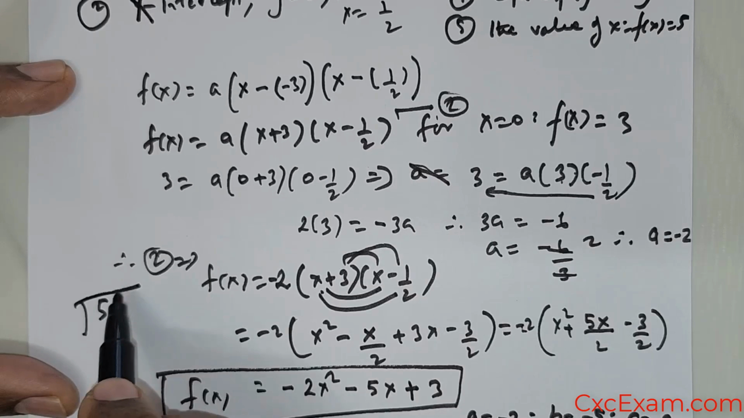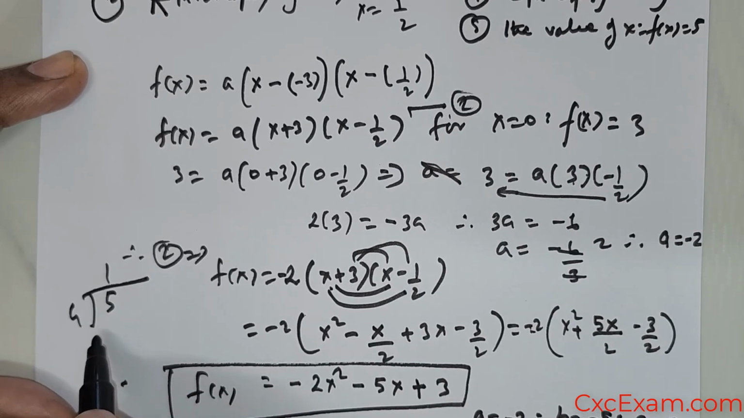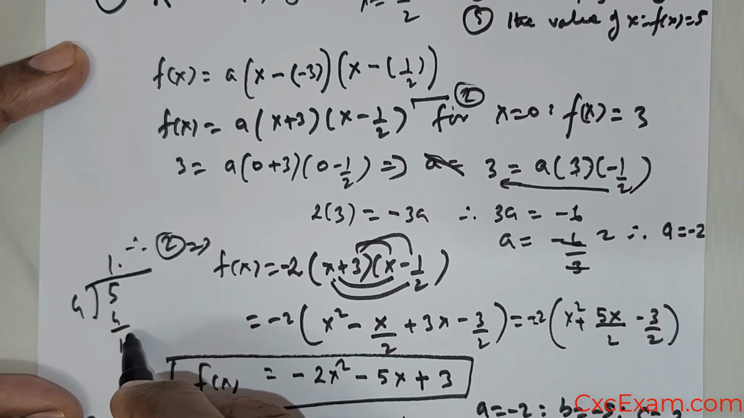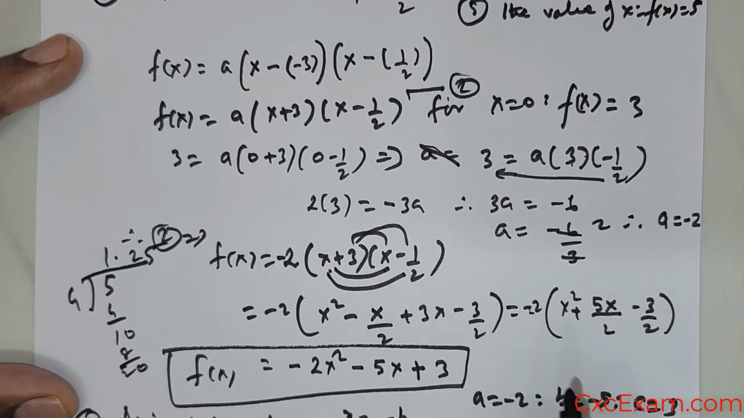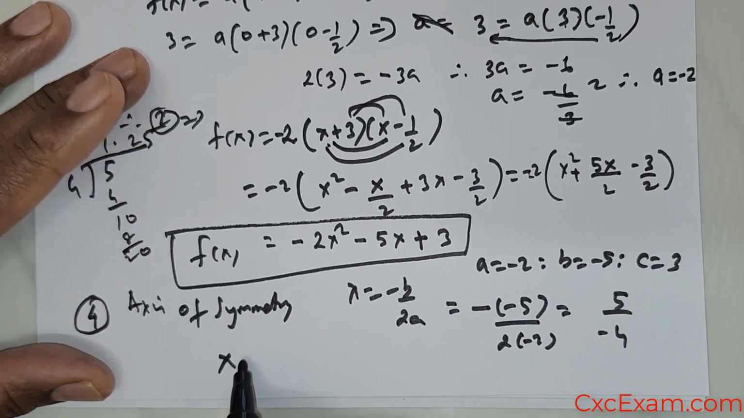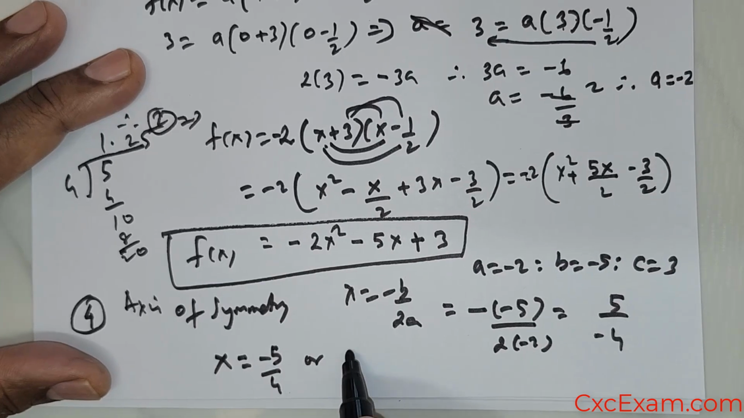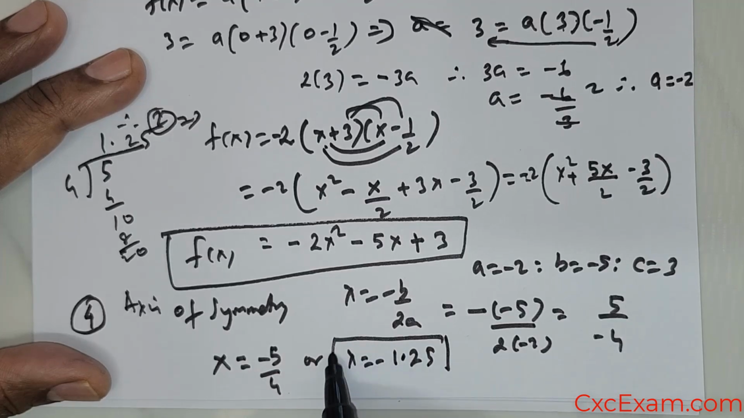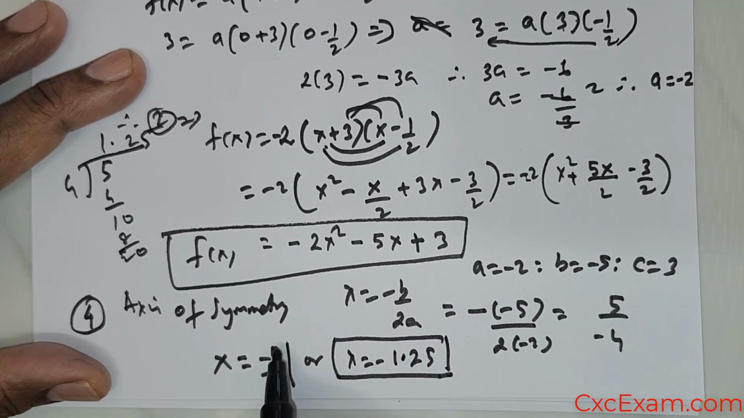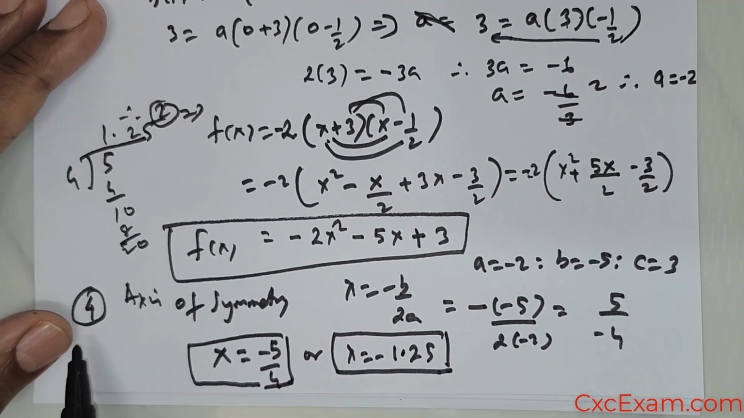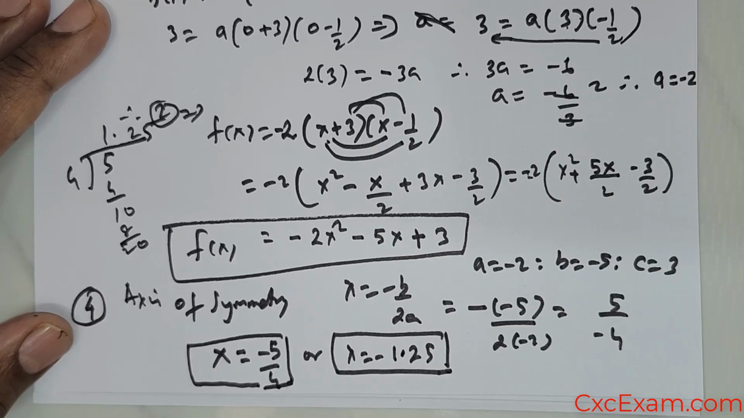So you can say over here, 4 times 1 is 4. You have a remainder 1. Place a decimal point. 4 times 2 is 8. You have a remainder 2. Add a 0, you get 5. So what is the axis of symmetry? Either you can say x is equal to negative 5 over 4 or x is equal to negative 1.25. Now what I would suggest is you box it, so the examiner is aware that you have presented the answer for question number 4.